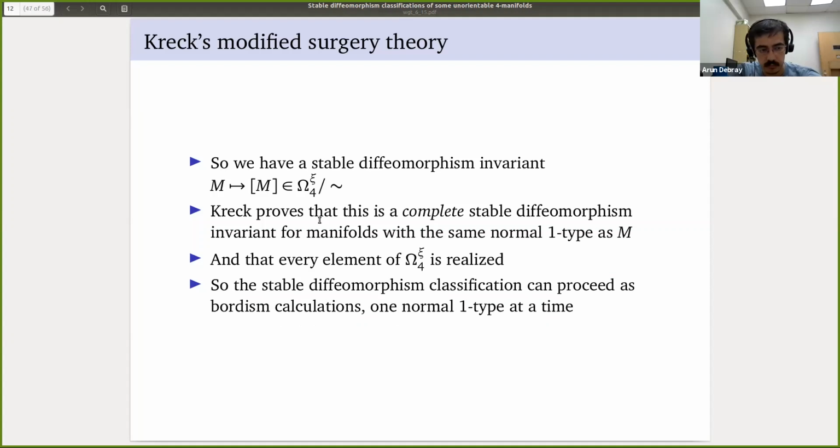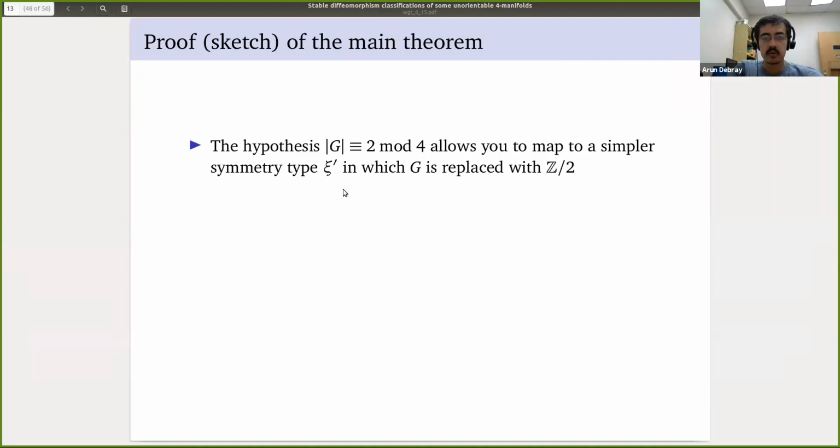relation. And so how do you actually make these computations, which I'll tell you a little bit in the last minute, is that you just compute the bordism groups and then compute the equivalence relations. And you do this one normal 1-type at a time. So in the last minute, I'll tell you the proof sketch of the main theorem.